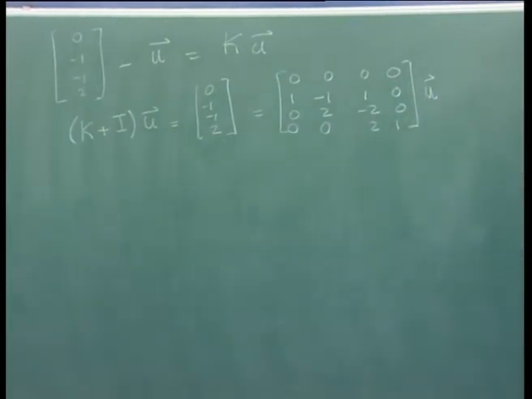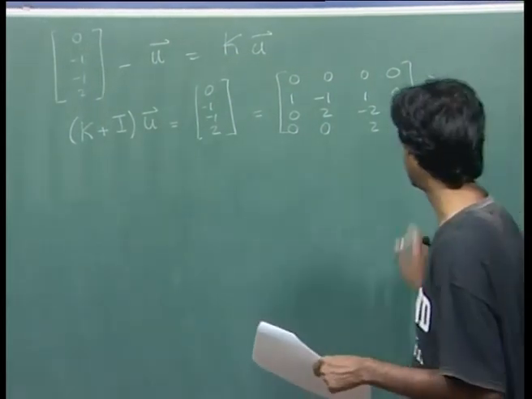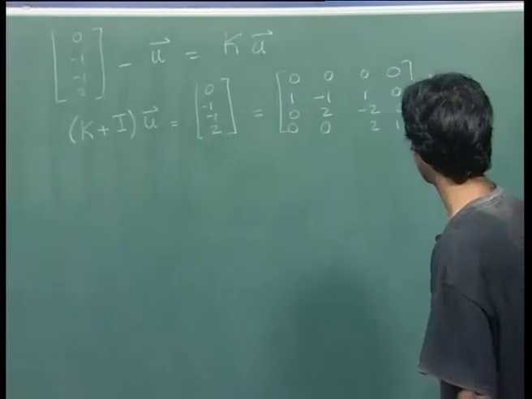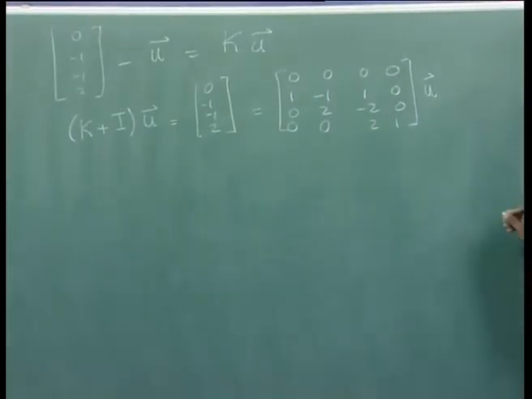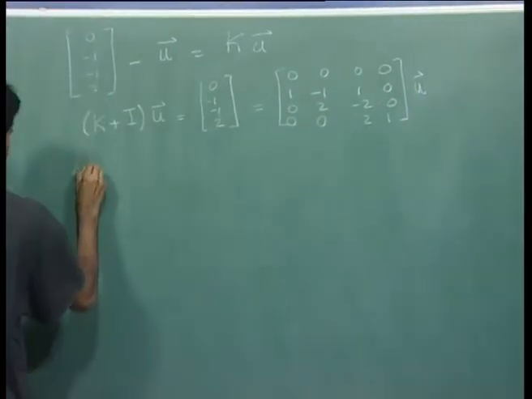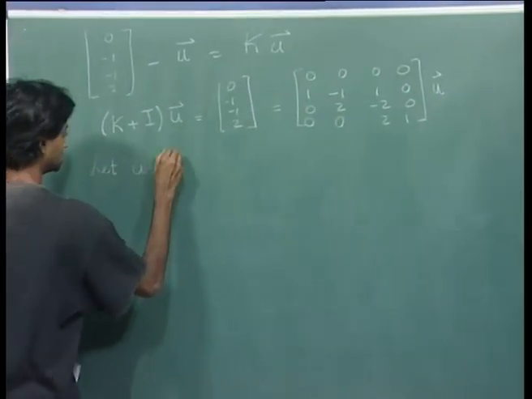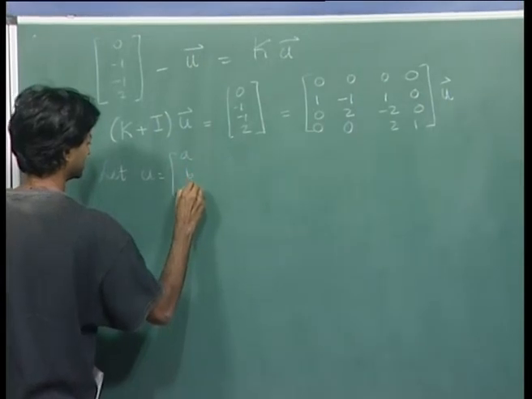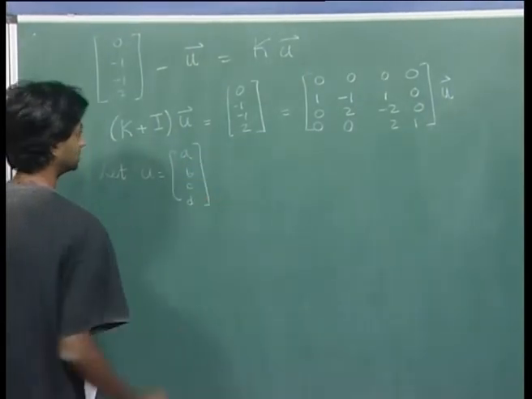So, u cannot be determined uniquely. So, let us say that we choose, and it turns out that we can choose one of these arbitrarily. Okay. So, let us say suppose u is equal to A, B, C, D. Okay.